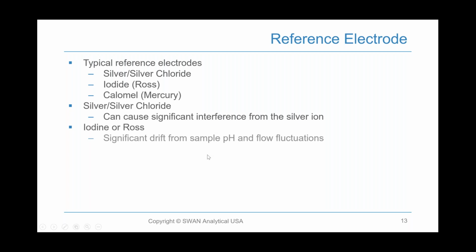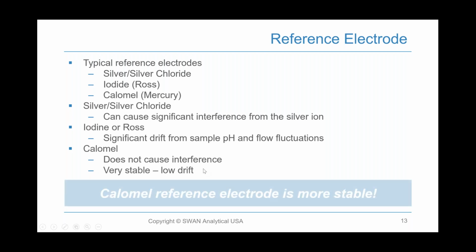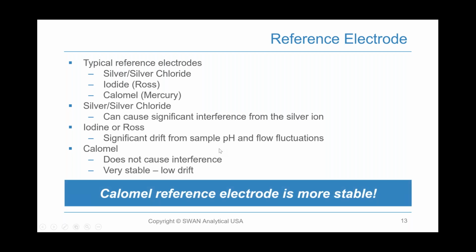The iodide or Ross electrode can experience significant drift if you have sample pH and sample flow fluctuations. The calomel reference electrode does not cause an interference and is very stable and provides low drift. Therefore, the calomel reference electrode is the more stable of the reference electrodes.